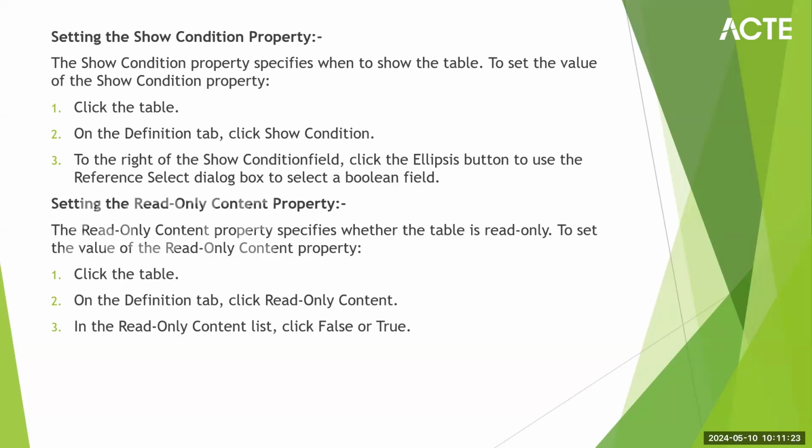So how do you give it? Click on the table, on the definition tab, click show condition. To the right of the condition field, you can find a flip button, like three dots. When you click on that, a pop-up will appear, and the respective field ID, which is already there in your manuscript, you can map it.